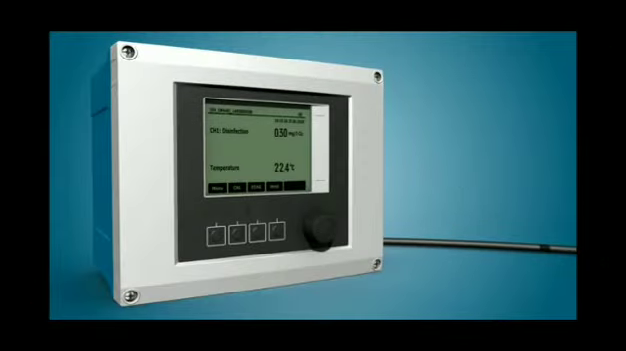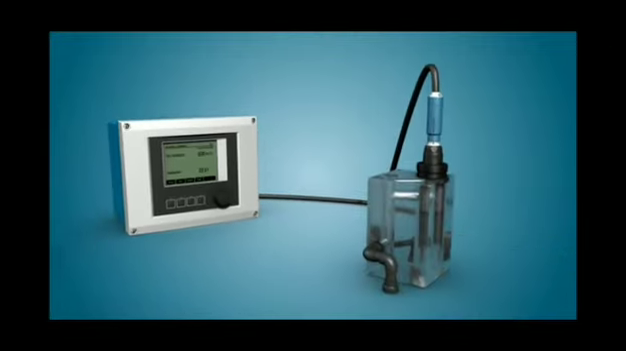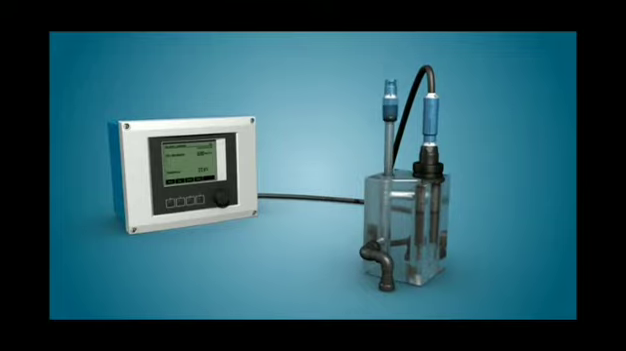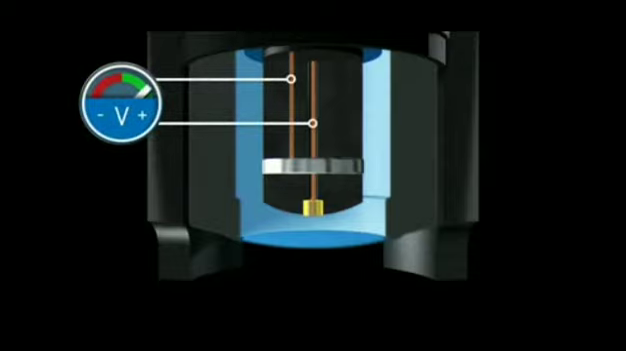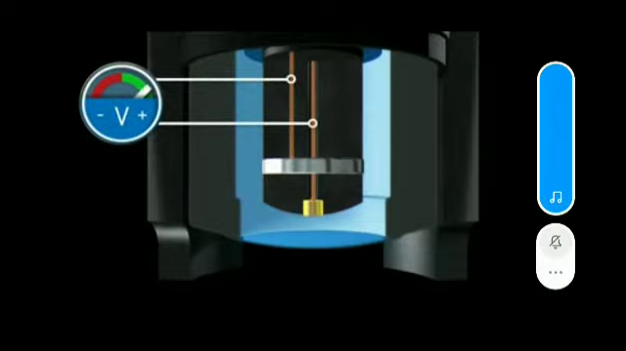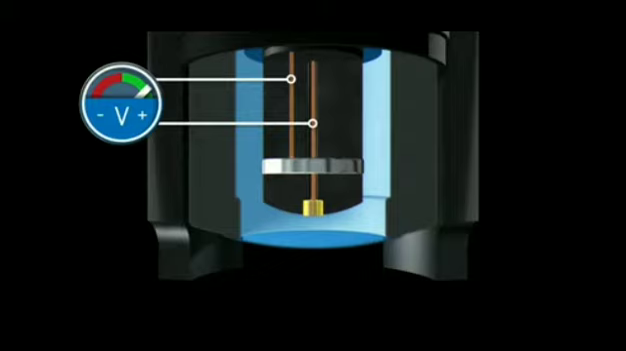When measuring free chlorine, the pH value must also be determined to compensate for the pH dependence. A DC voltage is applied to both electrodes. The cathode and anode are located in a reaction chamber that is filled with an electrolyte. The reaction chamber is separated from the medium by a membrane. This porous membrane allows dissolved oxygen to diffuse into the sensor.